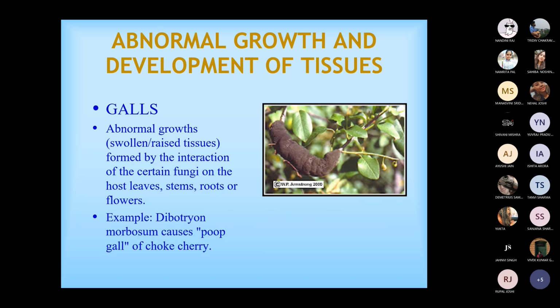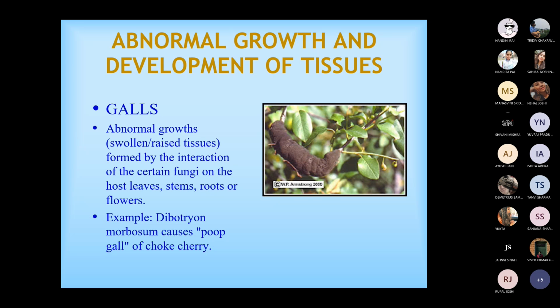Now, the second type of symptoms are abnormal growth and development of the tissues. That means any kind of abnormal growth which can be seen on the plant, right? Those are categorized in the second category. The first one in this is galls, right? So what do galls mean? They are abnormal growth, that means swollen or raised tissue, which is formed by interaction of certain fungi on the leaves, stem, roots, or flowers.